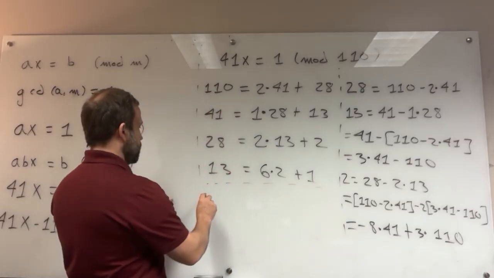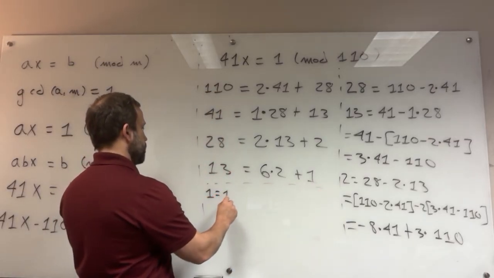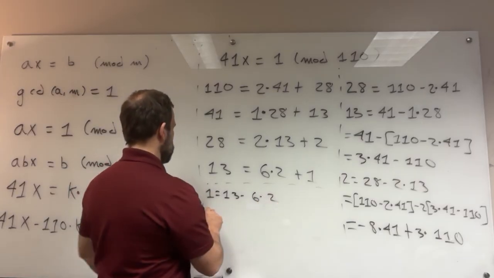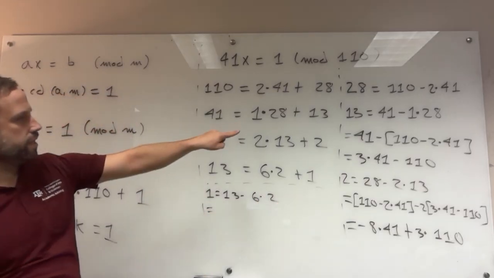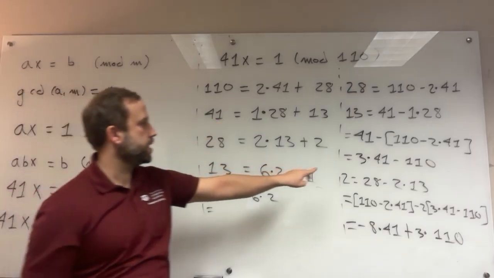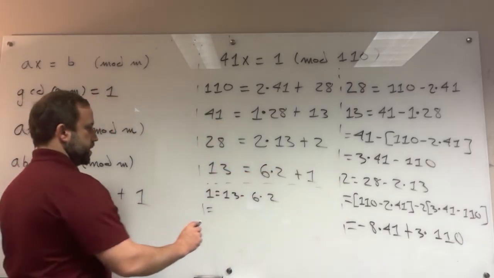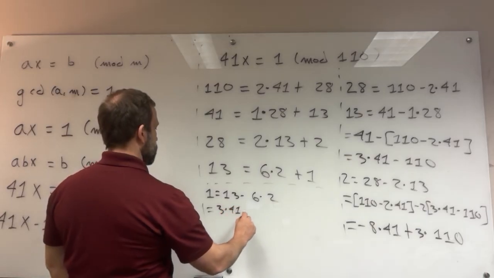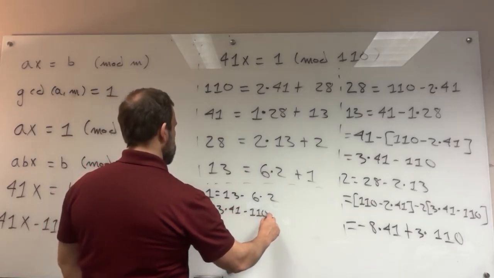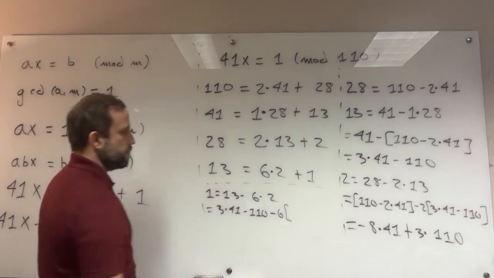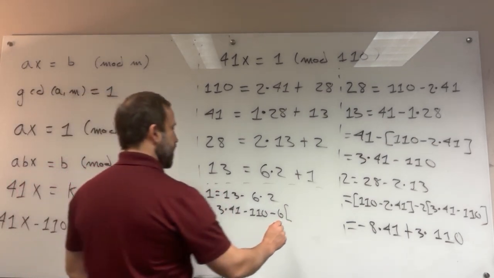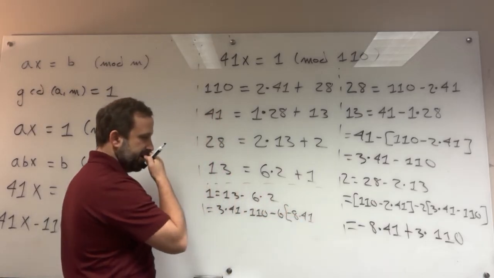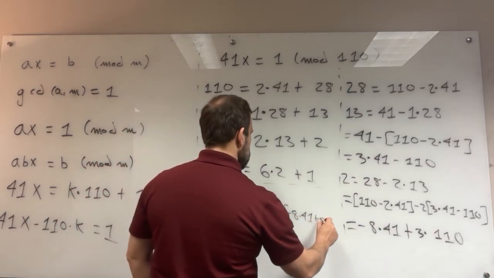The next one is going to be 1 is equal to 13 minus 6 times 2. Okay, again, 13 is 3 times 41 minus 110. So this is 3 times 41 minus 110. And then minus 6 times 2, which is minus 8 times 41 plus 3 times 110.